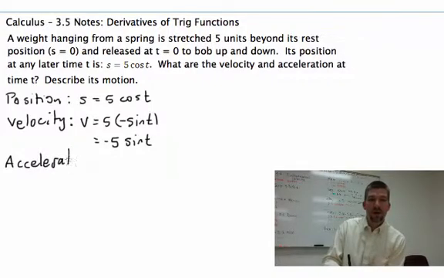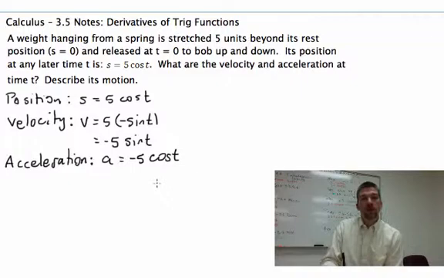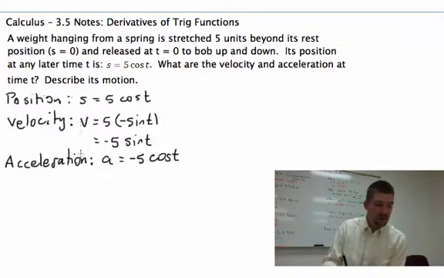is the derivative of velocity. Okay, so acceleration is equal to negative 5 times the derivative of the sine, which is the cosine. Okay, so here is your position function, velocity function, acceleration function. And so what does this tell us about the motion?